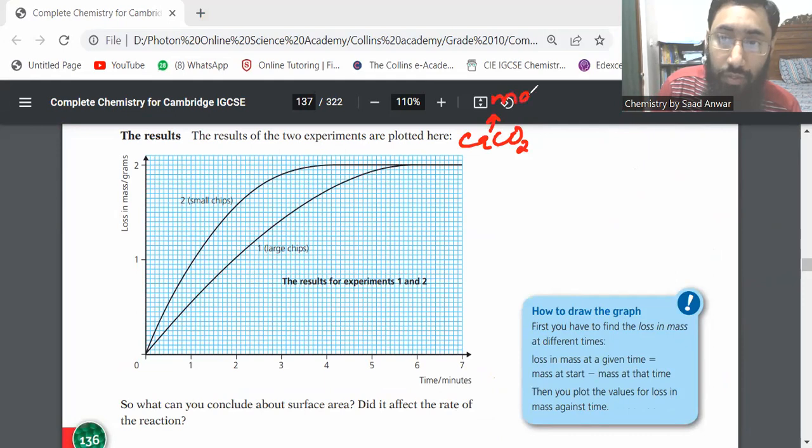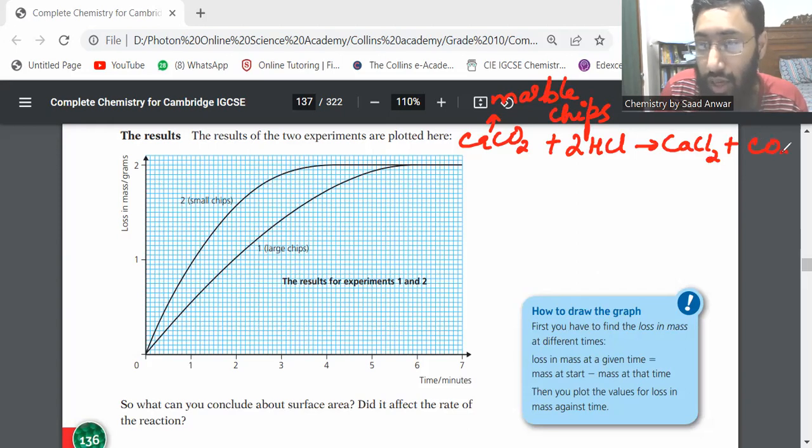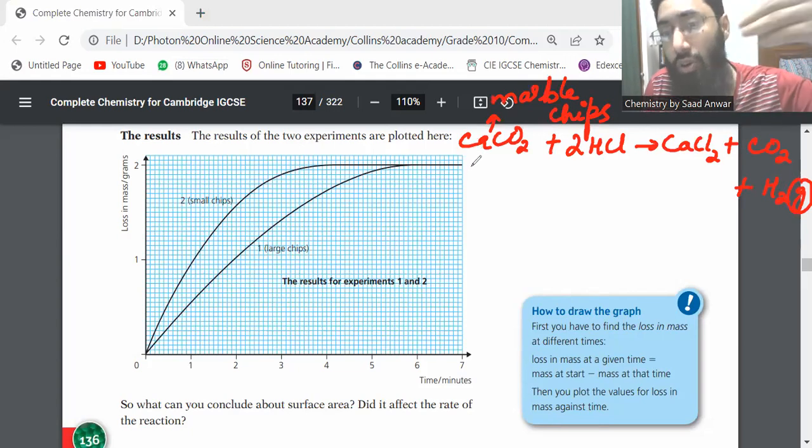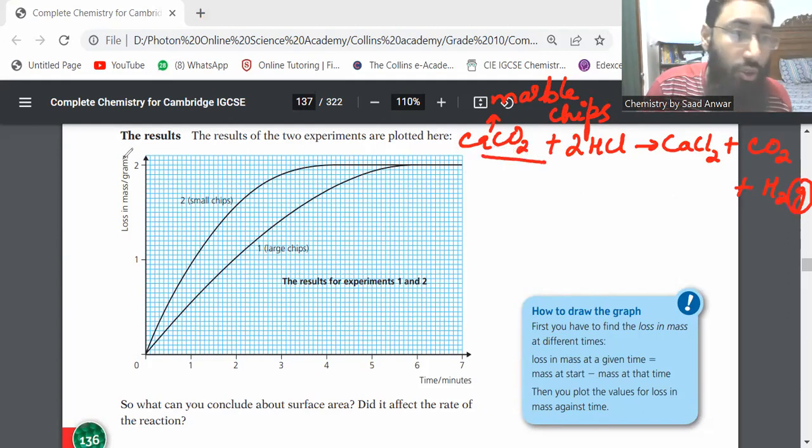This is marble chips. When calcium carbonate reacts with HCl, 2 moles of HCl, we will get calcium chloride, carbon dioxide, and hydrogen gas, right? So it means as the reaction goes, the mass of reactants will decrease. So loss in mass, mass of reactants will decrease.